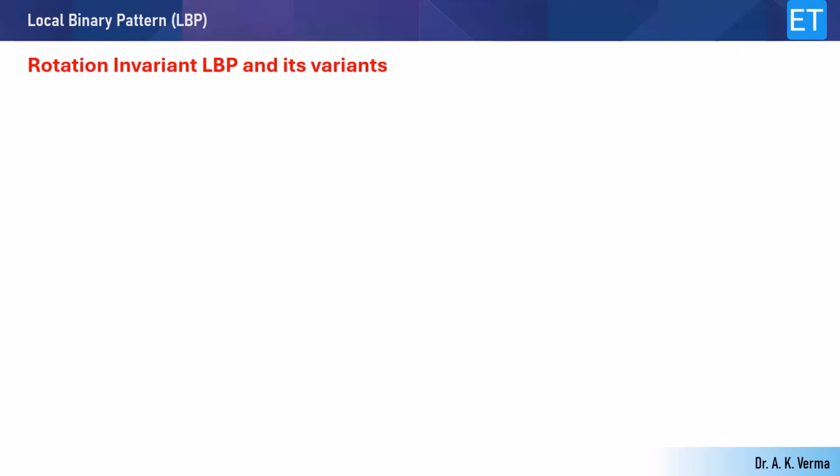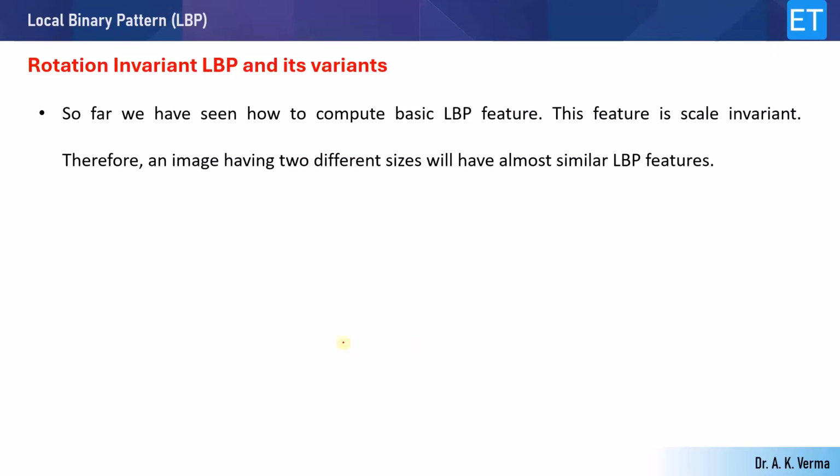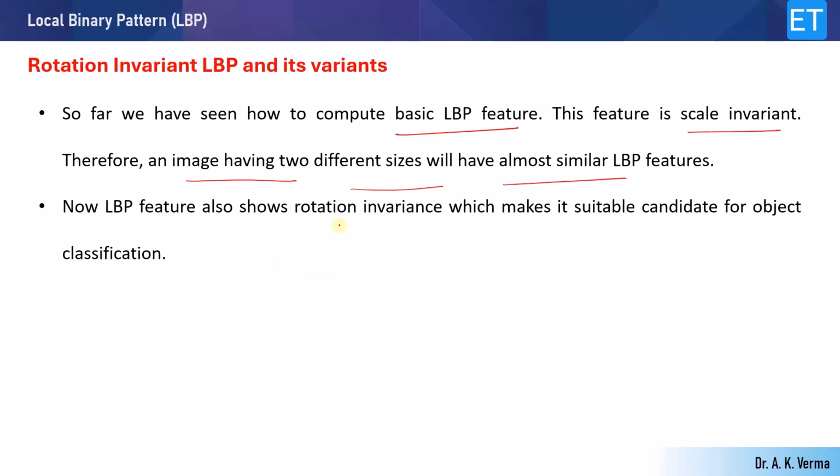Okay, so now let me show you the rotation invariant LBP and its variant. So far we have seen how to compute the basic LBP feature. So this feature inherently is a scale invariant feature. It means an image having 2 different sizes will have almost similar LBP feature. But LBP also shows the rotation invariance, which makes it a suitable candidate for object classification, where your object is rotated in different directions. Still, this LBP can identify that.